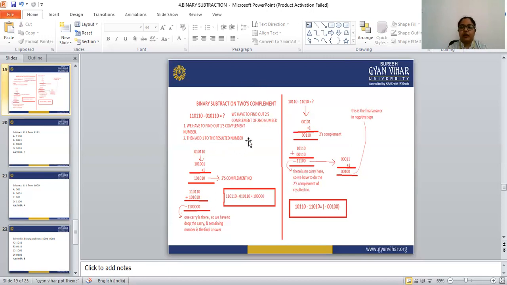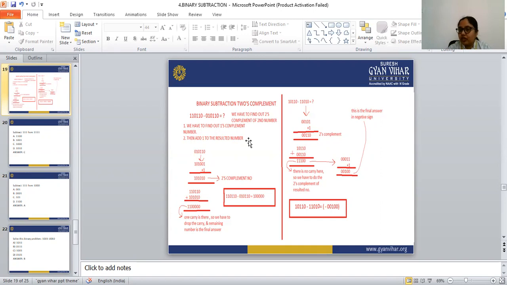For doing binary subtraction using the two's complement method, we have to consider the second digit and find the two's complement number of the second digit. To find it, we simply convert it into the one's complement number and add 1. We will get our two's complement digit. After that, we add the first digit and the two's complement number. If we get any extra number in the answer, we simply drop the extra number from the left side, and the remaining number is our answer.